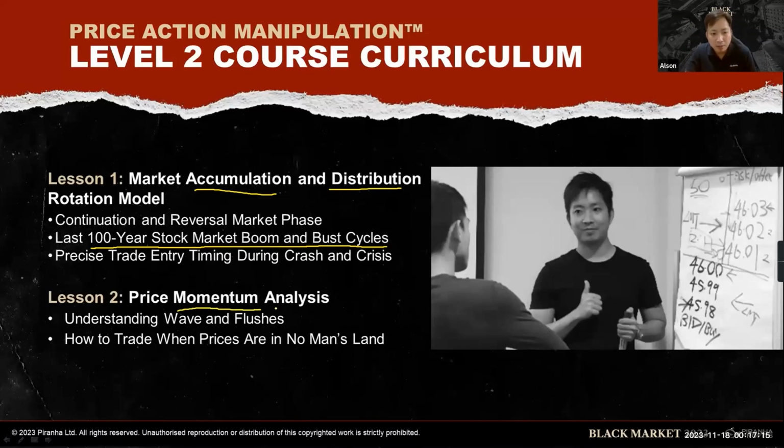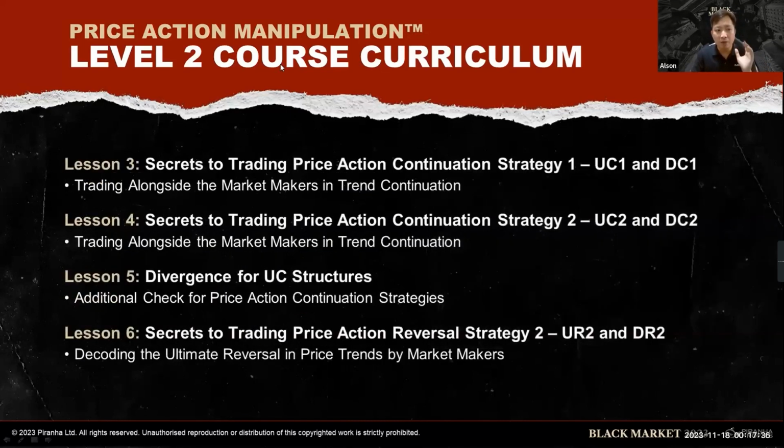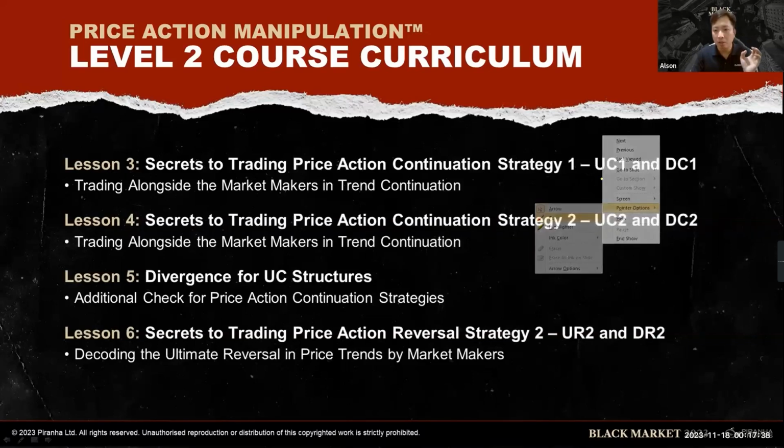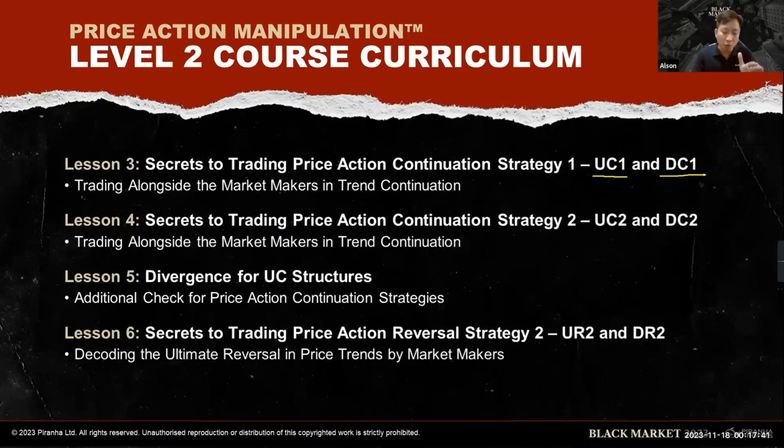And also price momentum analysis, right? How to identify waves and flush in the price action chart. This is how I cashed out on crypto last in 2021, based on the price momentum analysis, a very potent way of identifying the ultimate tops and bottoms in the market. Okay, and then we'll go into more on the advanced strategy. We call this the up continuation 1, down continuation 1, up continuation 2, down continuation 2. These are the continuation uptrend and downtrend retracement strategies.